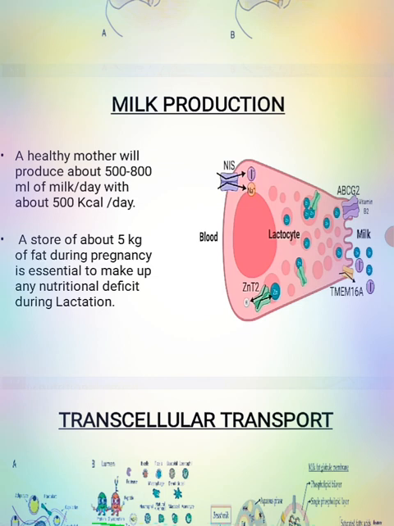That is, from the maternal blood, the water molecules come into the interstitial fluid, and from the interstitial fluid they come into the alveolar epithelial cells by the osmotic gradient. From the alveolar epithelial cells, these water molecules are transmitted into the lumen of the alveoli.